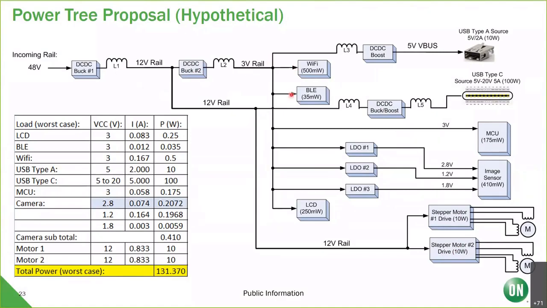That's going to provide my Wi-Fi, BLE, and my LCD. And then that 3-volt rail also goes to an MCU, and it's going to go to a boost for my Type A connector for VBus, and it's also going to go to the LDOs for the image sensor.